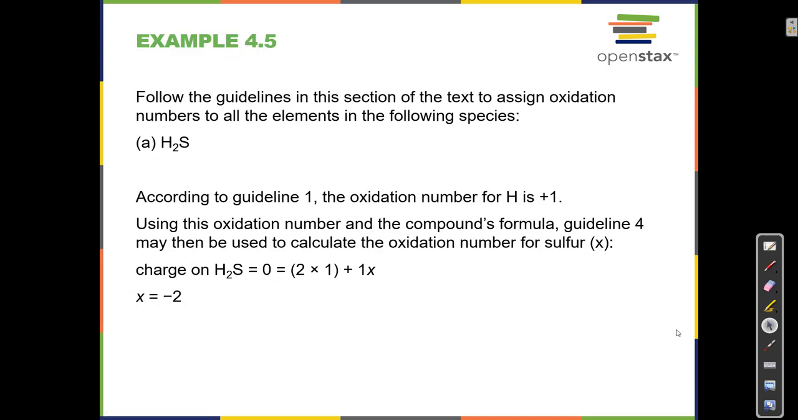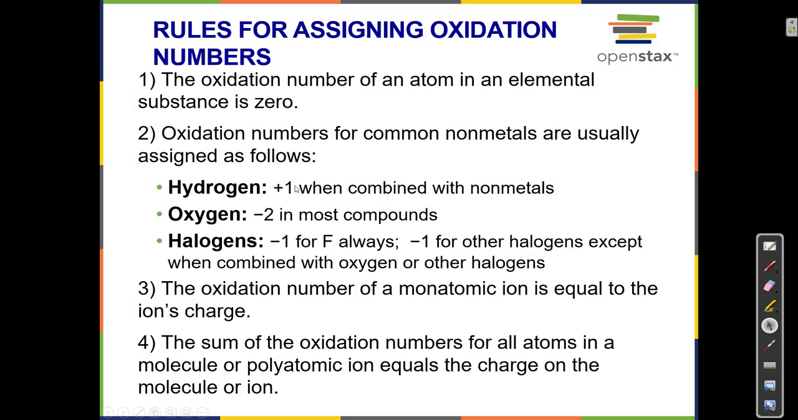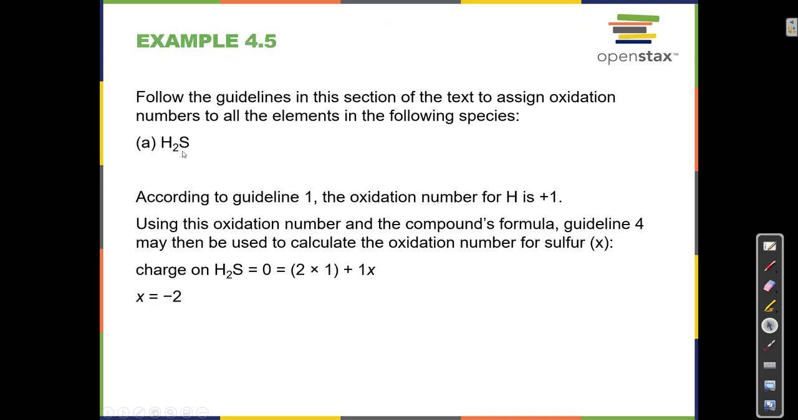So let's assign oxidation numbers to H2S. So according to my rules, H is plus 1 when combined with nonmetals. S is a nonmetal. So if H equals plus 1, and I have two of them, then I have a total contribution from hydrogen of plus 2.